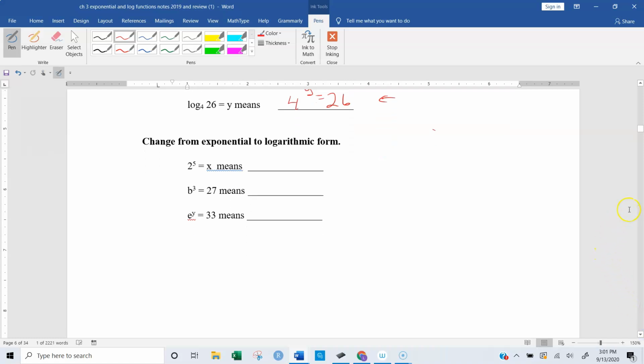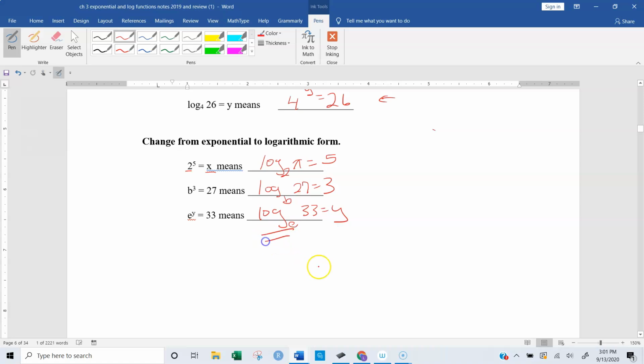So change from exponential to log base. Let's go backwards. This is a log base 2, because 2 is the base, of x equals my exponent, which is 5. Okay, pause and try yours. You should have log base b of 27 equals 3. This one's a little tricky. This is log base e of 33 equals y.